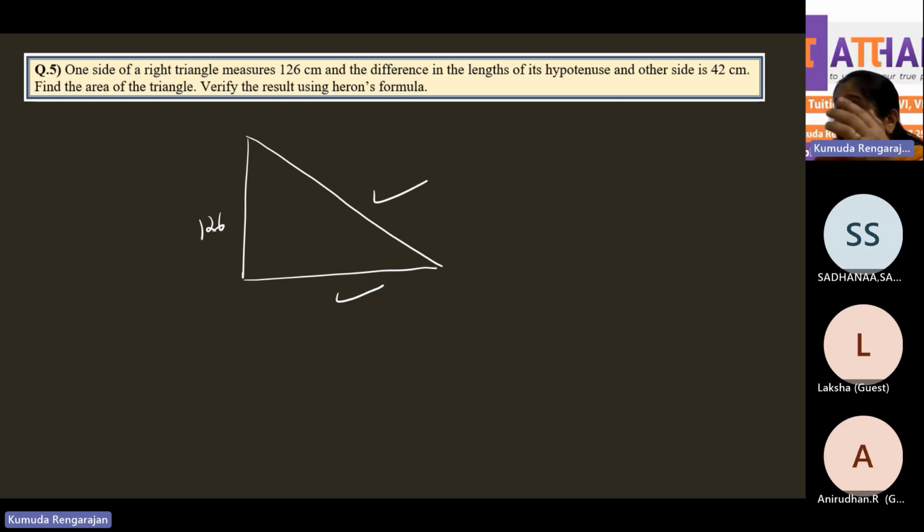The hypotenuse is the longest side in any right triangle. So you know the hypotenuse is the longest side, so that is the elder one there. So there are two sides, and the difference between the hypotenuse and the other side is 42 centimeters. One side is given, 126. Leave that, keep that aside. Now we are talking about the other side which is not known, and the hypotenuse.